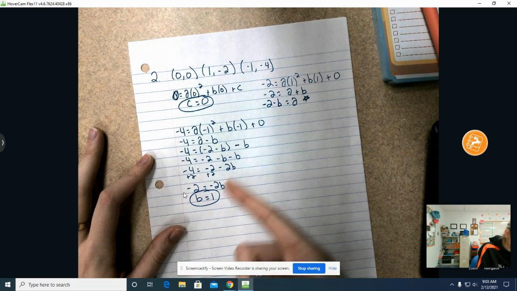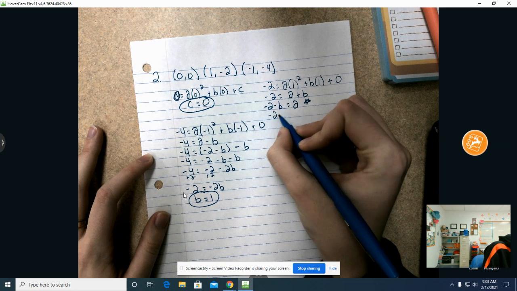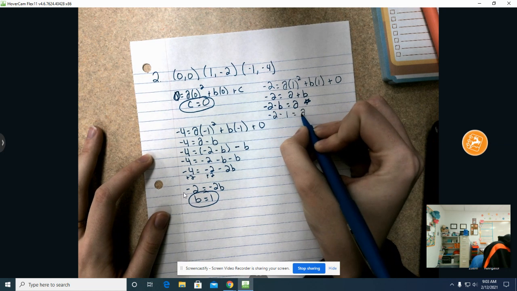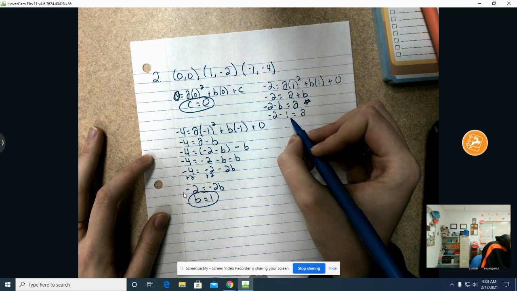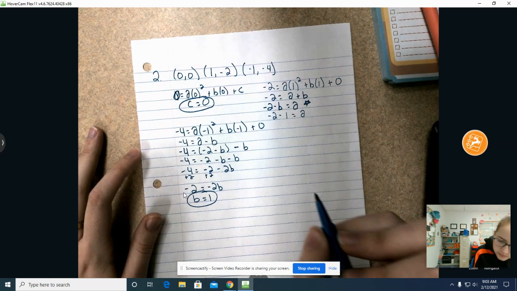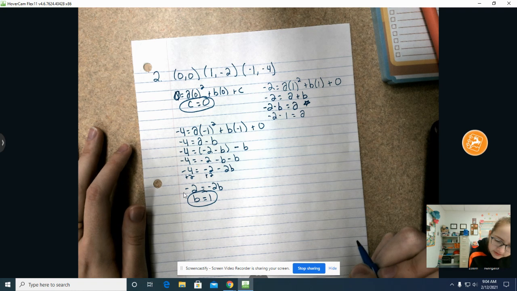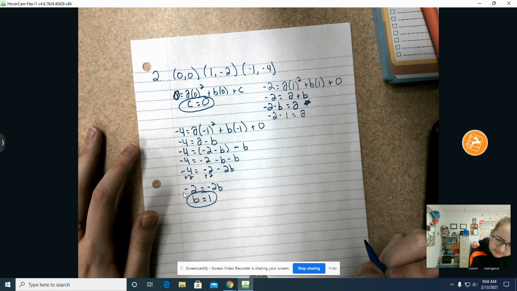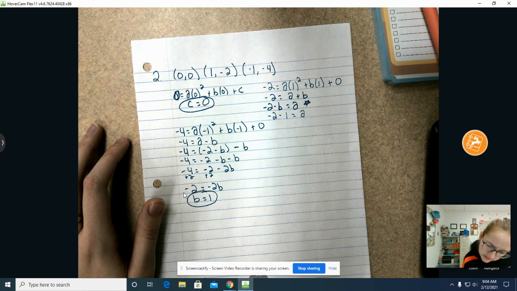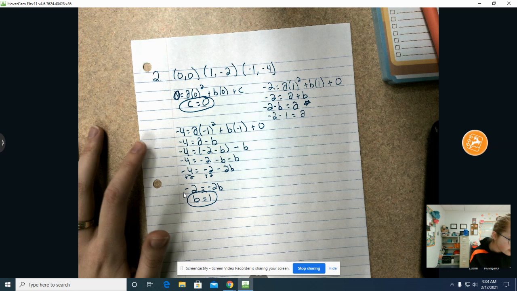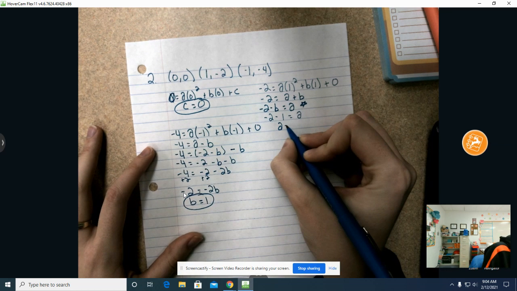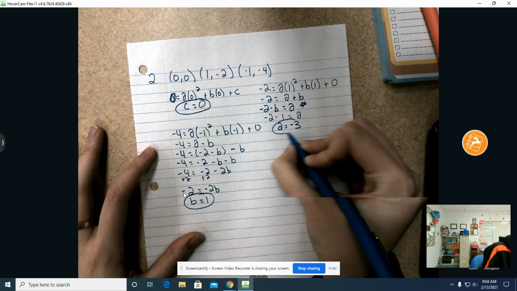Now that I know b equals 1, I can plug it in up here. Negative 2 minus 1 equals a. So negative 2 minus 1 is going to give me a negative 3. Why do my notes say something different? Let's see. Yeah, I just did that wrong. So it's going to be a equals negative 3.